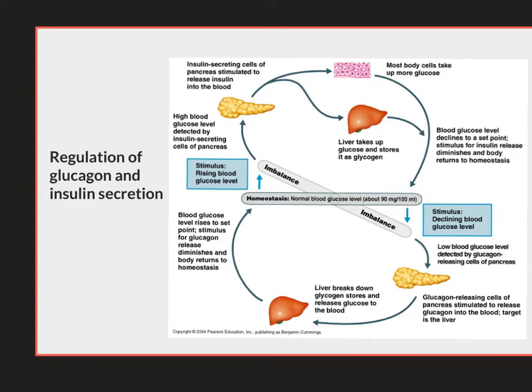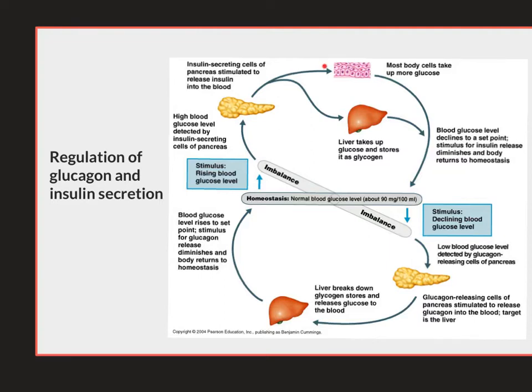What about the reverse? What happens when blood glucose levels are too high? In this case, the stimulus is going to be rising blood glucose level. What's going to happen here is that high blood glucose level is going to be detected by the insulin secreting cells of the pancreas, which are those beta cells in the islet of Langerhans. Those beta cells are then going to release insulin into the blood.